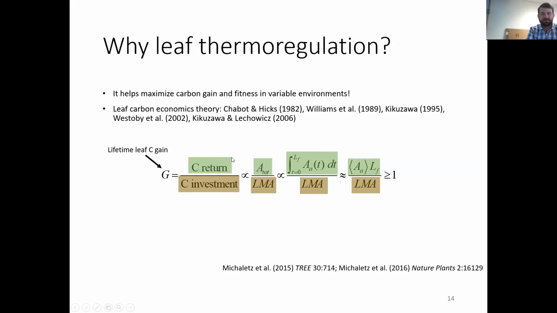There are different ways of calculating carbon return and investment. I'll just point out here that carbon investment is usually quantified by LMA. That's one of the main leaf traits we'll be measuring, along with rates of photosynthesis for carbon return, which is what we'll be measuring in group 2. So this has to be greater or equal to 1.